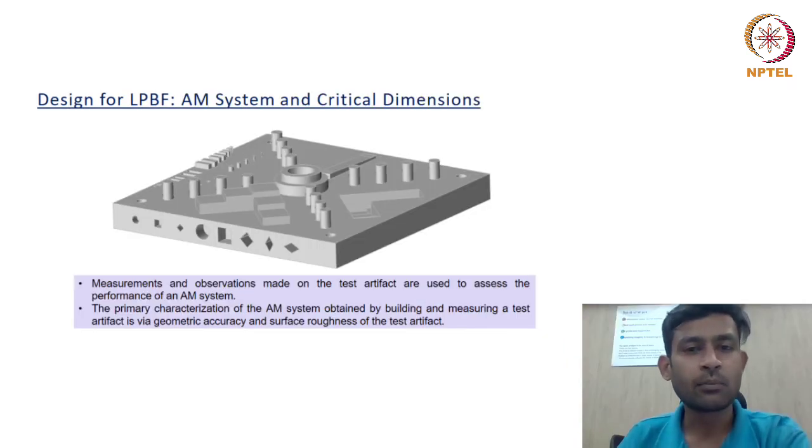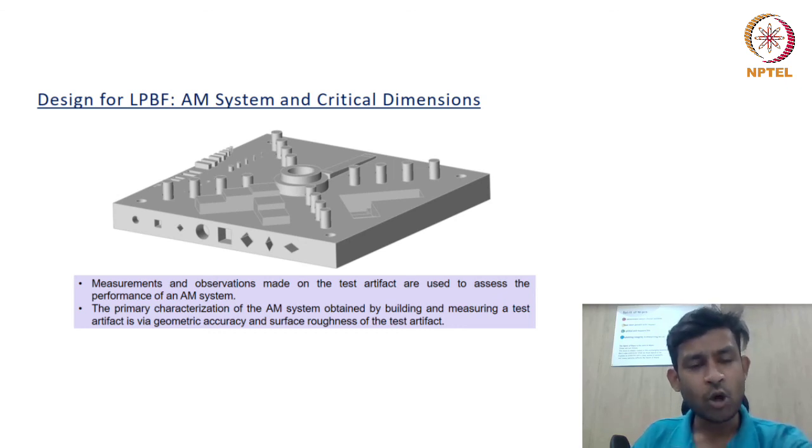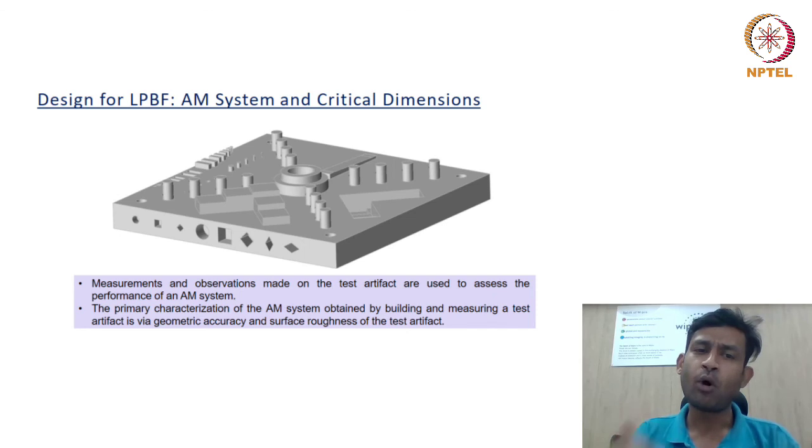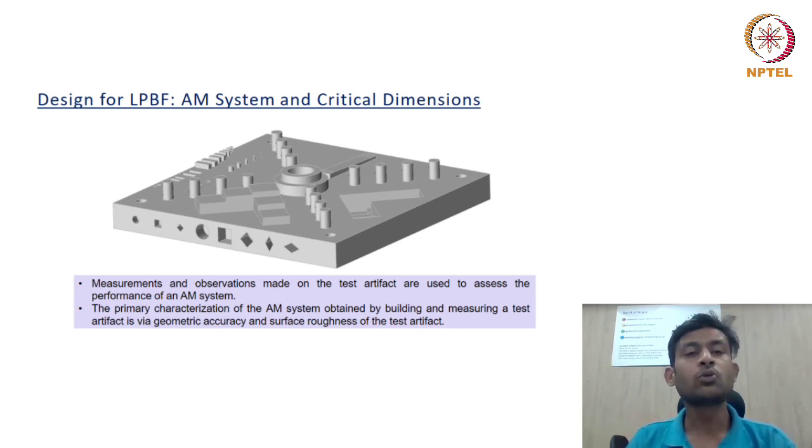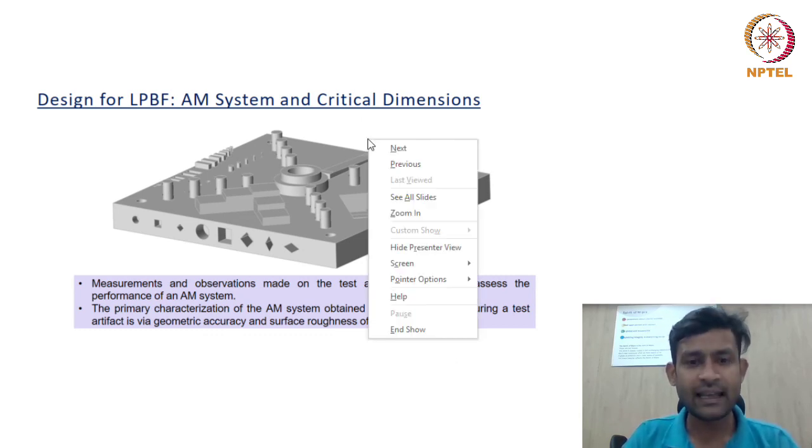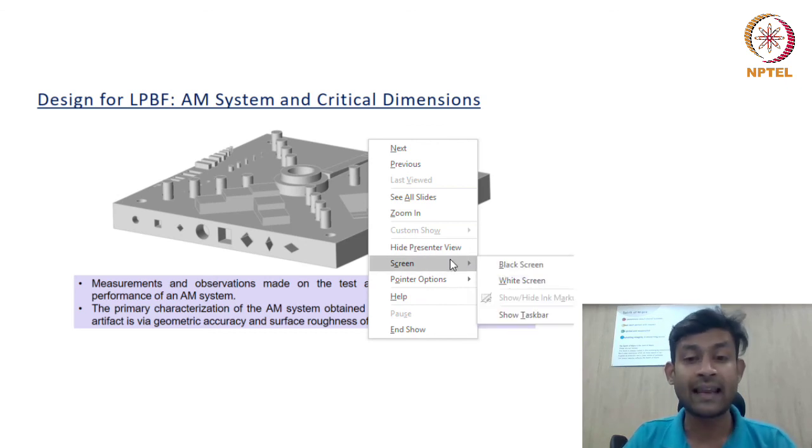As discussed in the previous slides, in order to define a certain set of guidelines for design for additive manufacturing, one of the most important requirements is to understand the machine architecture, the type of laser being used, and the critical dimensions, that is, the capabilities of that particular AM system. So in order to understand the typical capabilities of an AM system, certain evaluations need to be performed. What you see here is a typical example of a NIST artifact which was developed by NIST.